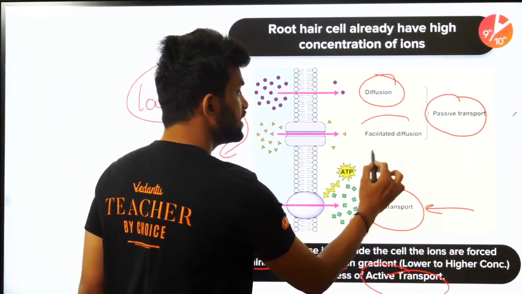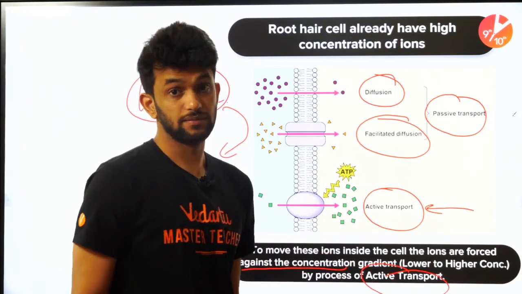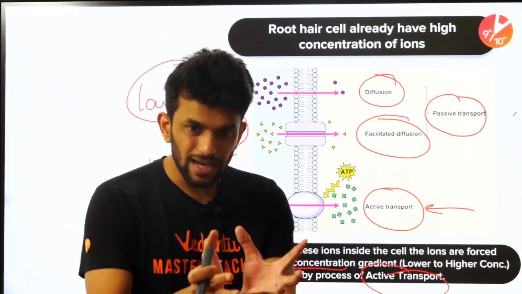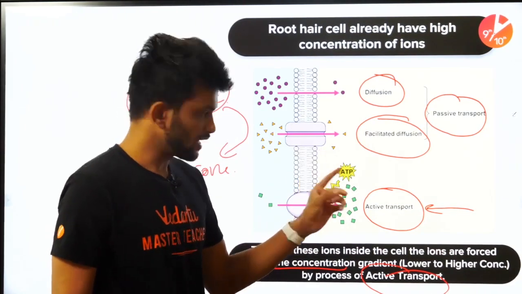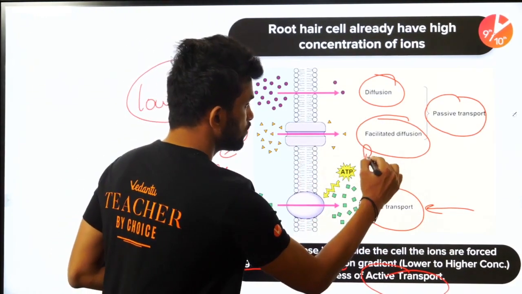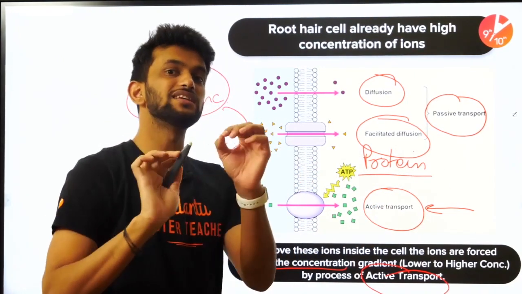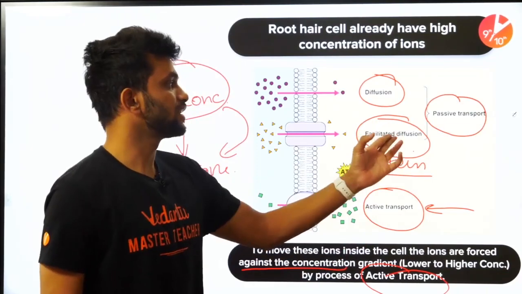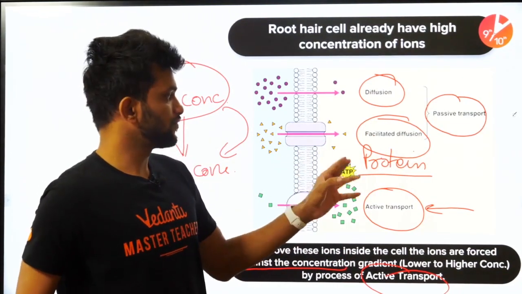Now guys, what is this facilitated diffusion, sir? Facilitate means to help someone. So here somebody is helping the ions to move. Who's that somebody? Protein. Protein is helping the ions to move, but no energy is being spent. This protein is doing charity. It is letting some people come in because of charity.